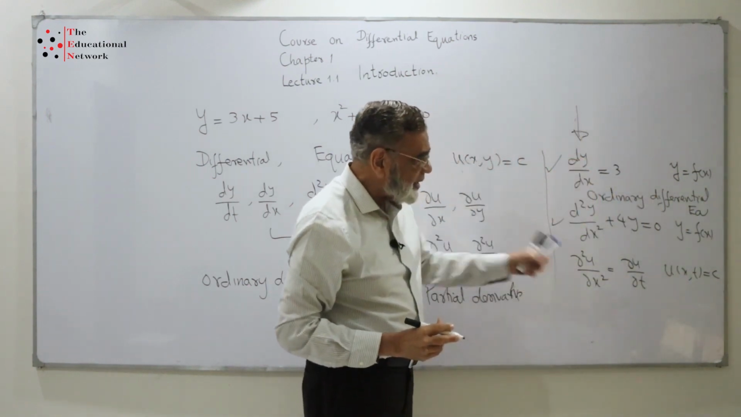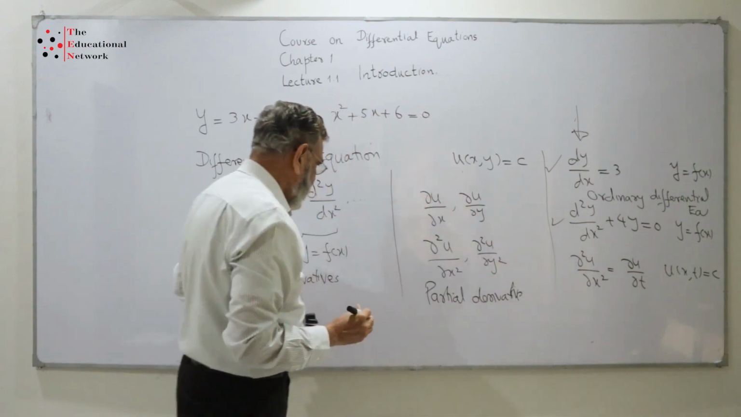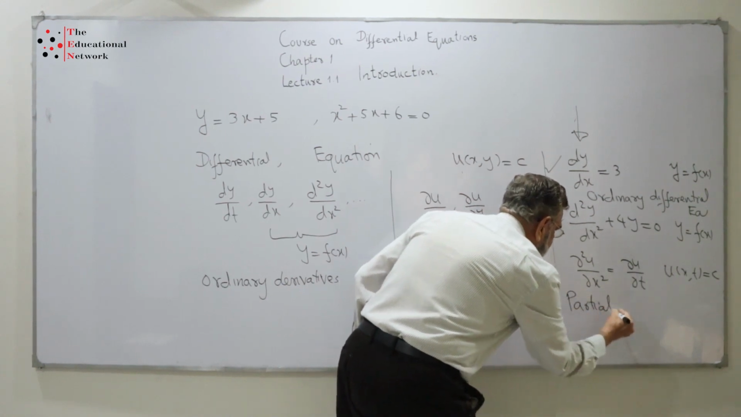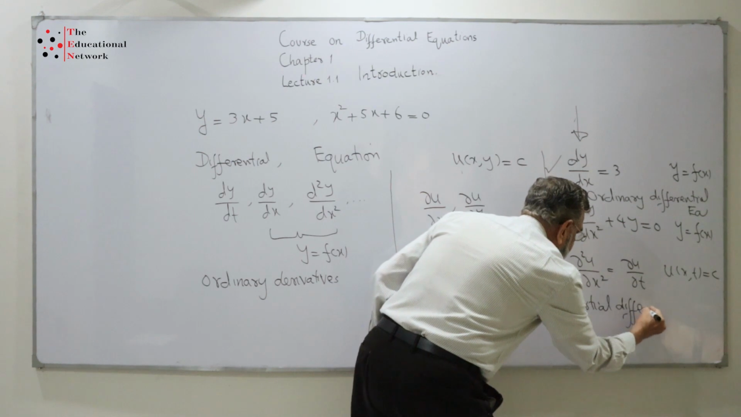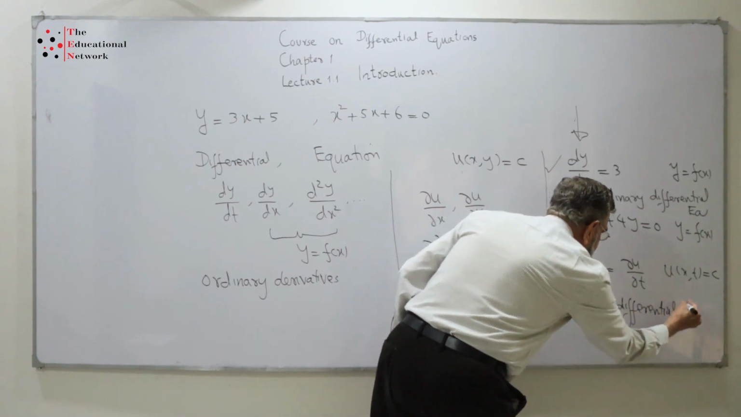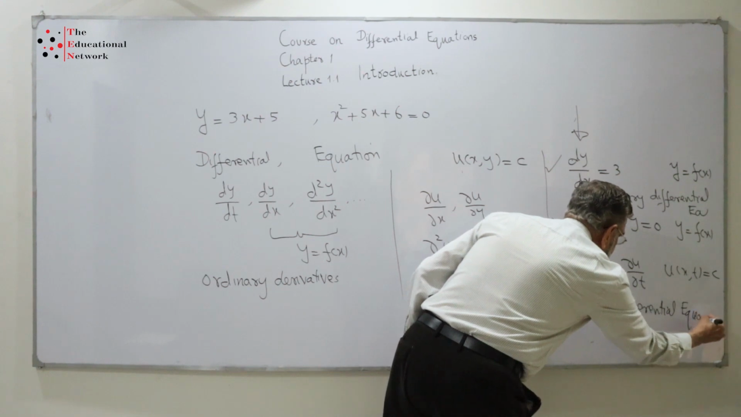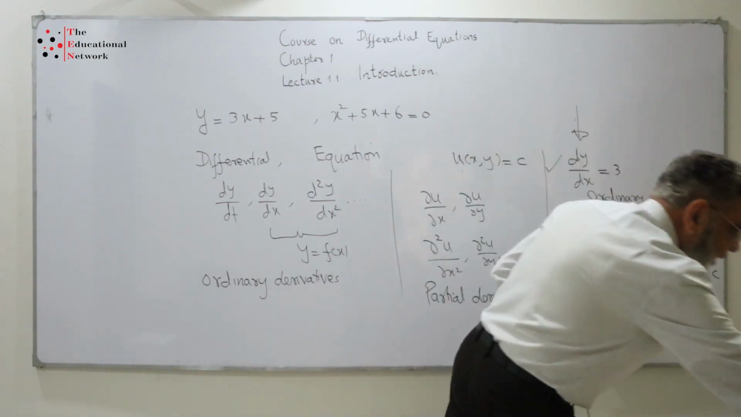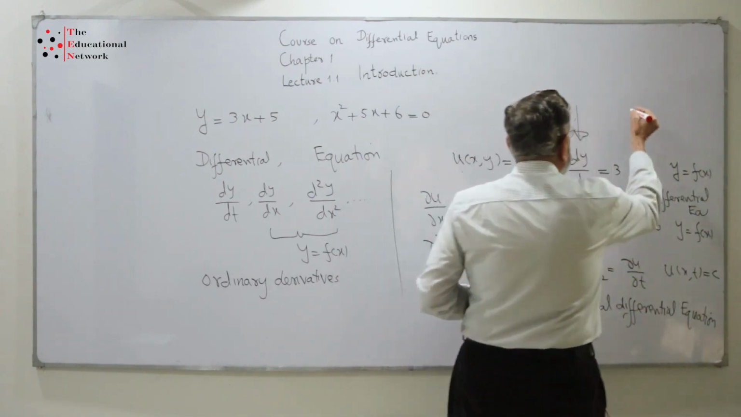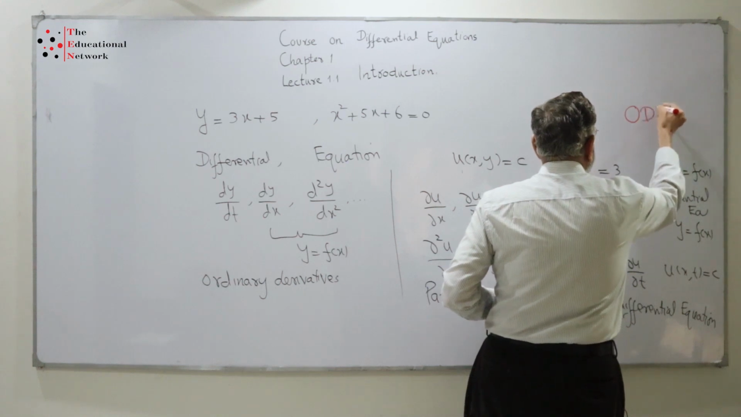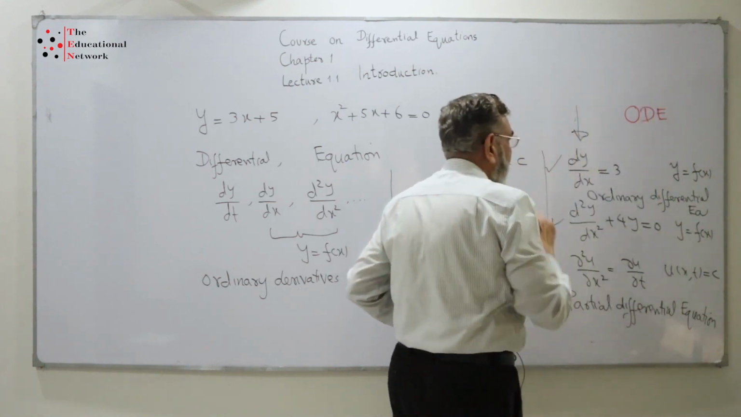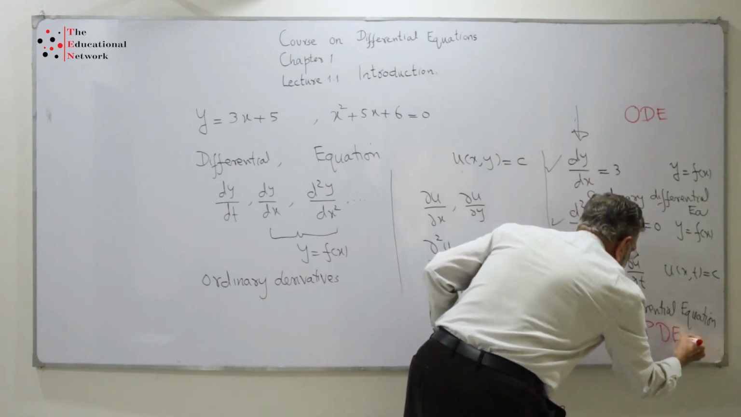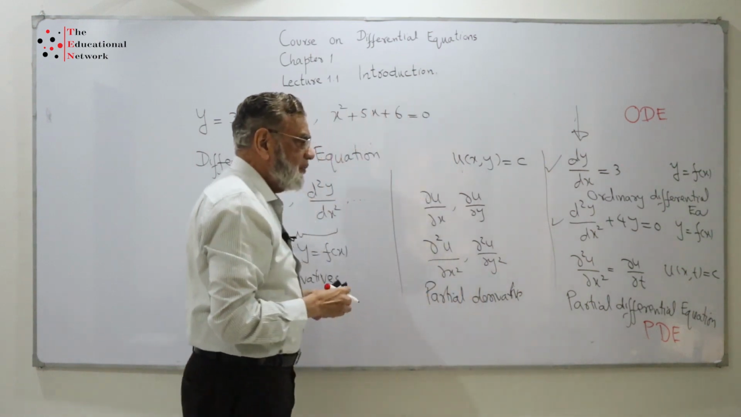Here I can see that this equation contains partial derivatives, so I will call this one a partial differential equation. In this course, we are going to study only ordinary differential equations. This is my ODE, ordinary differential equation. And partial differential equation we call PDE: P for partial, D for differential, and E for equation.